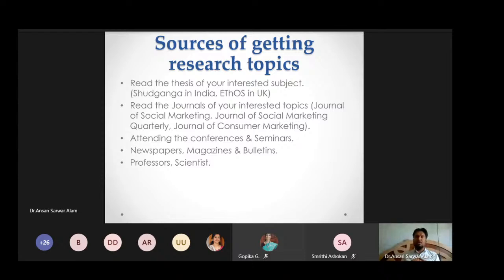So finding a research topic is very easy if you are eager to read, eager to have words or talk with fellow researchers, eager to look after networking, and eager to consult the research fellow or the person who is in the same field.